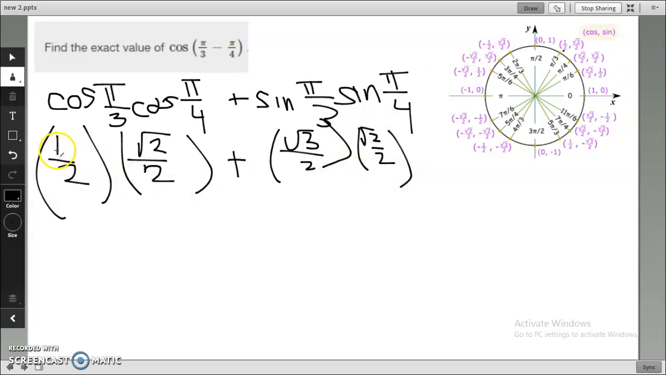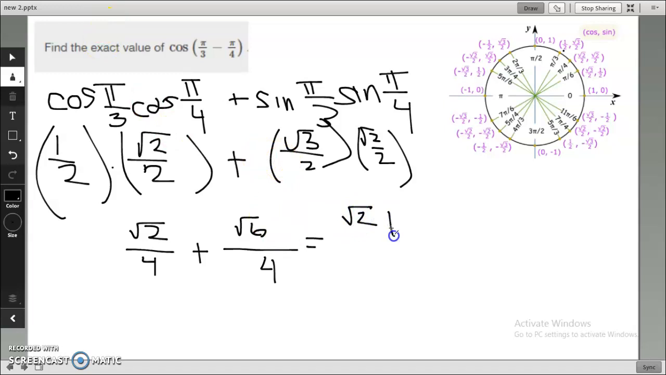So now I can multiply and add. When I multiply my fractions, I multiply straight across. 1 times root 2 is root 2. 2 times 2 is 4. Plus root 3 times root 2 is root 6. 2 times 2 is 4. So I can go ahead and add these. My denominators are the same, so I can change it to root 2 plus root 6 over 4. All right, let's take a look at another one.